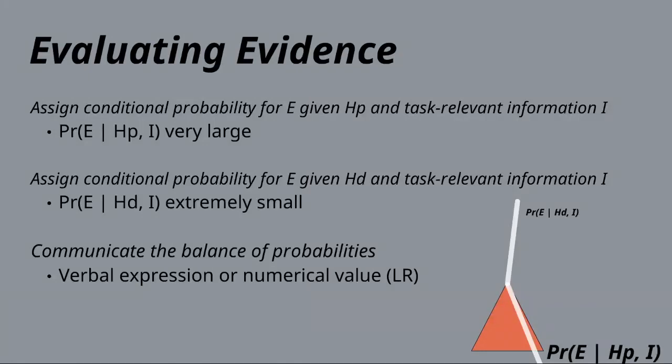The extremely small probability of the evidence under the defense hypothesis creates an imbalance in the computation of the likelihood ratio from a numerical perspective. The assigned probability being extremely small under the defense hypothesis creates somewhat of a problem when calculating.